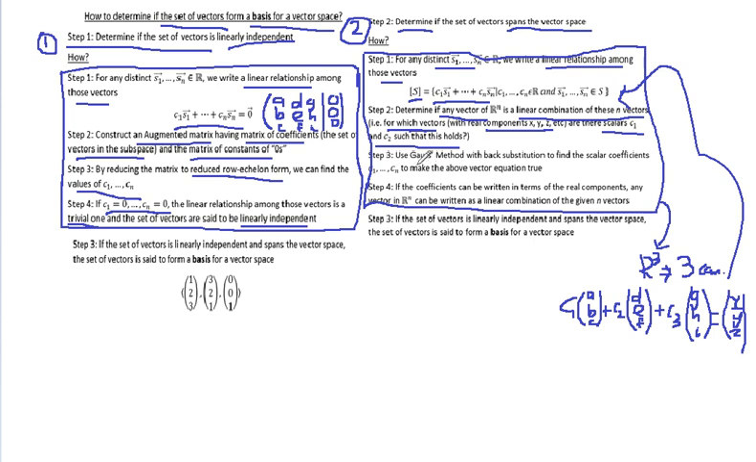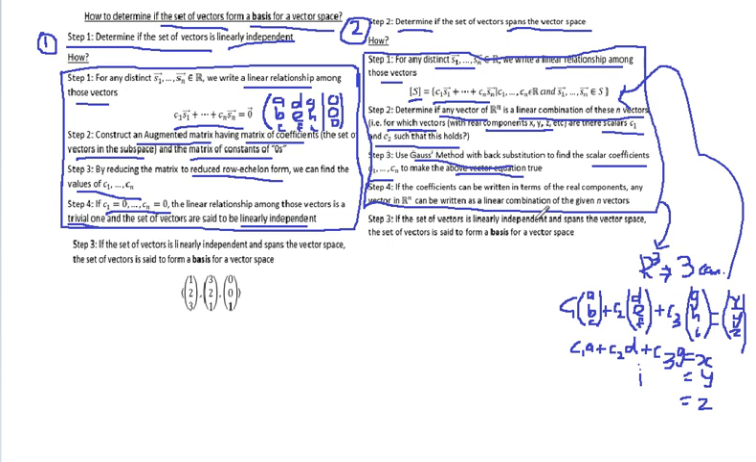And so now we use the Gauss method with back substitution to find the scalar coefficients that make the vector equation true. So in this sense, we can write C1A plus C2D plus C3G equals X. And you can do the same for Y, and for the second row, you just do the same for Z. And you can use the Gauss method to do it.